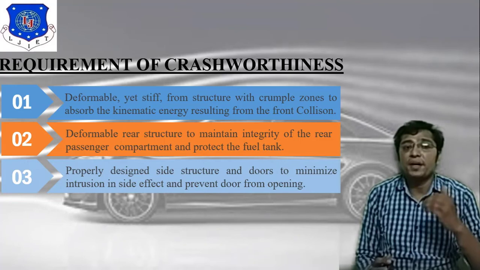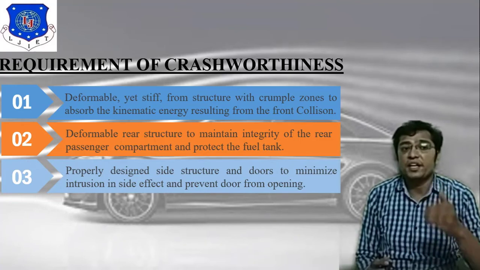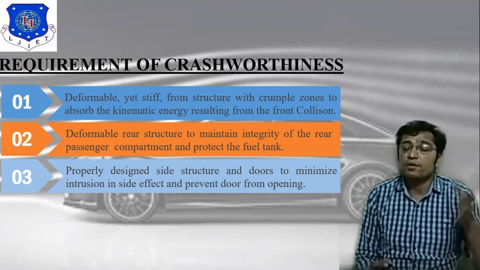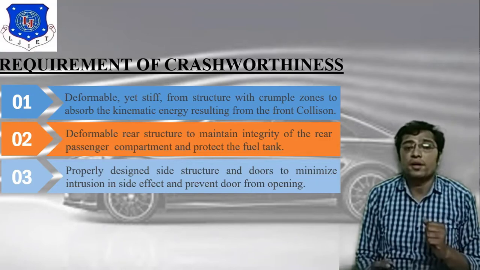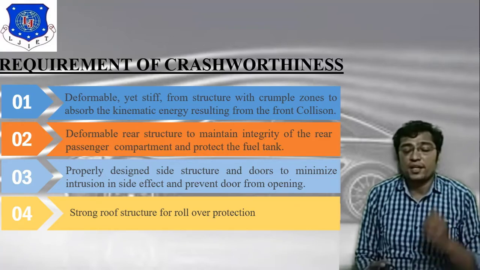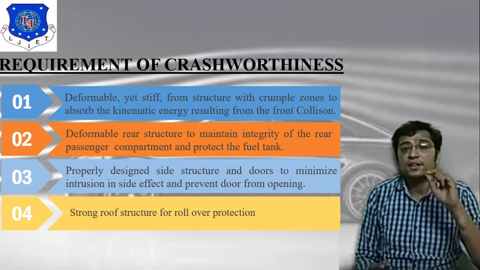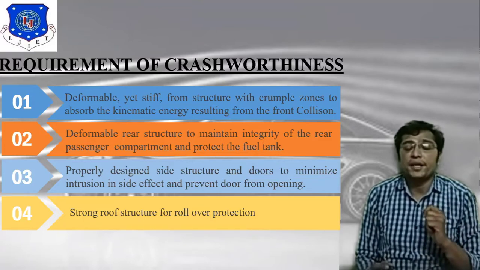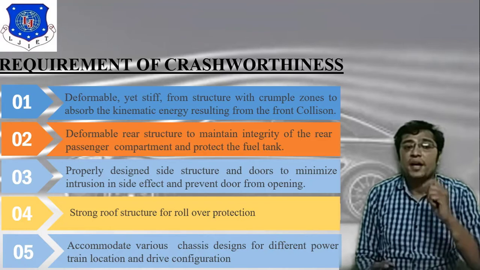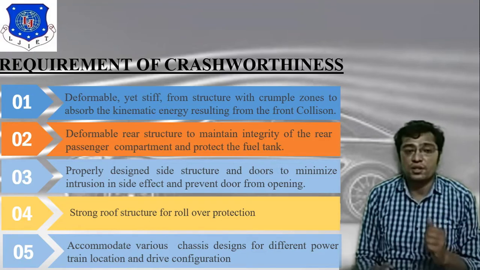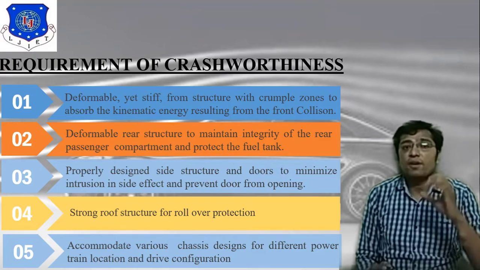Third is a properly designed side structure and door to minimize intrusion in a side impact and prevent the door from opening. This is also very important. Fourth is a strong roof structure for rollover protection. If you face an accident, rollover plays a very important role, so a strong roof structure is important. Fifth is to accommodate various chassis designs for different powertrain locations and drive configurations. These are the five main requirements of crashworthiness.